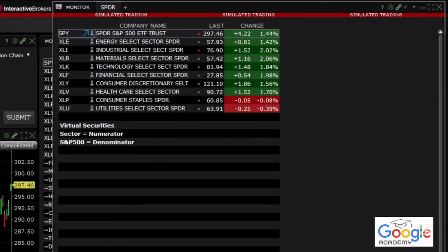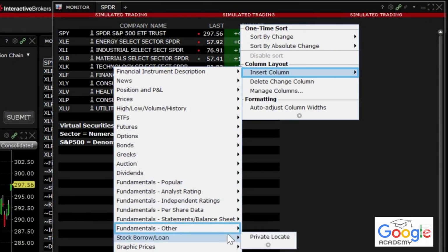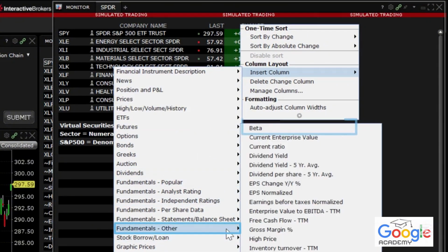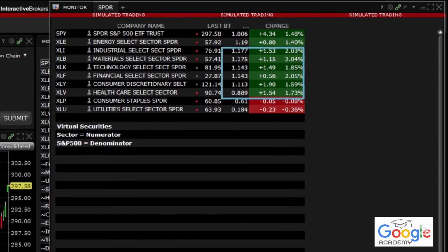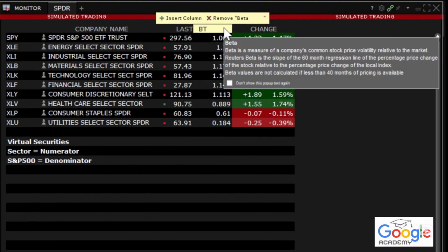In TWS, users can add a column for beta. Above a column header, right-click and select Insert a Column, locate Fundamentals, Other, and select Beta right at the top of the list. This watchlist can be sorted high to low or low to high by clicking the column header should you wish to sort this selection of ETF sector funds by beta. Over time, users can observe the link between stock market movements in general with specific sector performance.